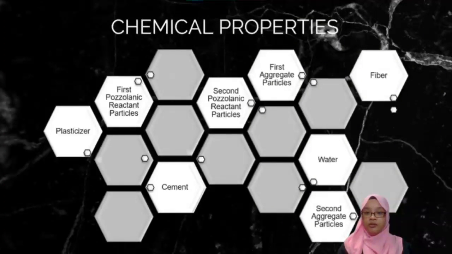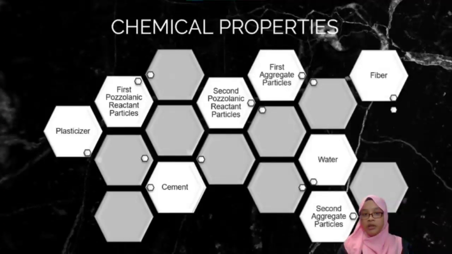The weight ratio of the cement content to the powder material composed of the first pozzolanic reactant particle, the first aggregate particle and the second aggregate particle is between 30% and 40%. Next is first pozzolanic reactant particle. Silica fume is used for the first pozzolanic reactant particle with a high activity.